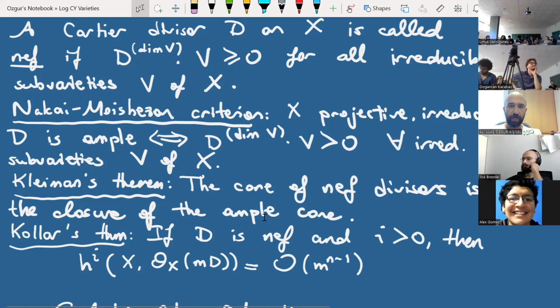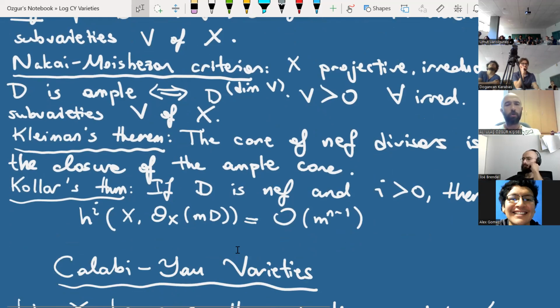One also might ask about the asymptotic form of Riemann-Roch. Can you generalize it from ample divisors to nef divisors? The theorem of Kollár tells you that you can do it. So if D is nef and i is greater than zero, then the higher cohomology groups cannot grow at the largest order.